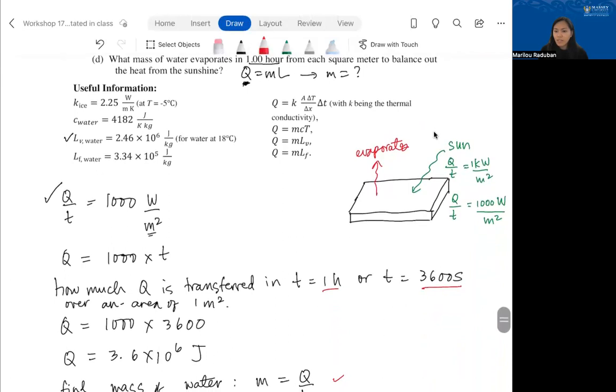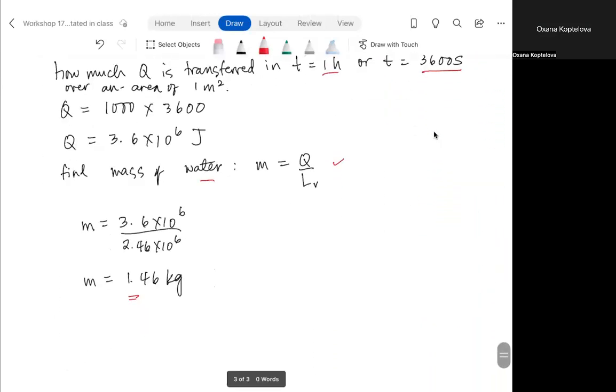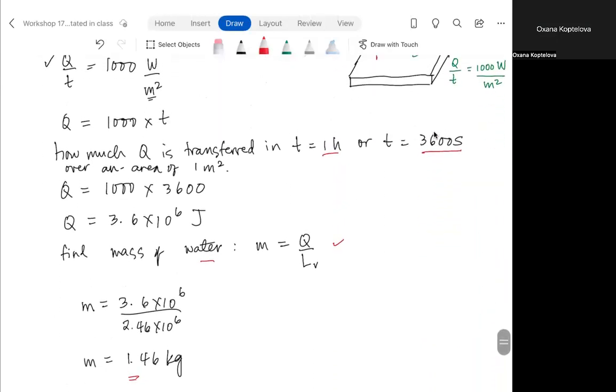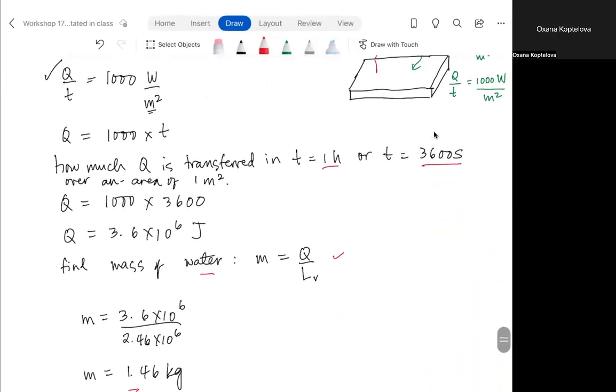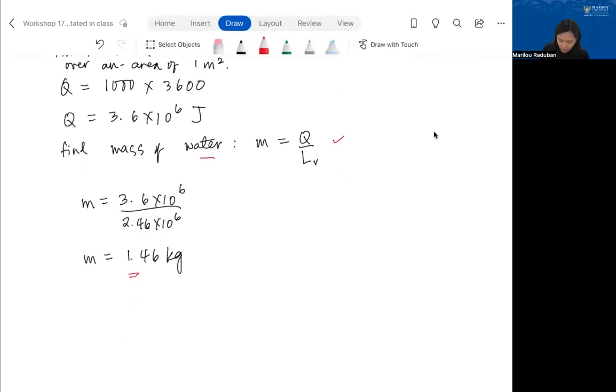Yep, Oksana. So to calculate the general amount of water from the pond, we will need to multiply this mass of water by 27. Is it correct? That's correct. Yeah, because this 1.46 is just over 1 square meter. You're right.